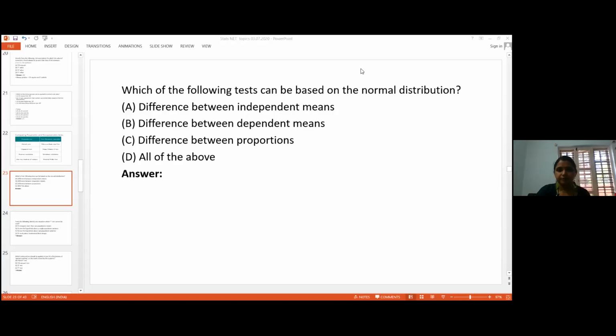Oh, sorry. My screen itself went off. No, there aren't any. Then I think it is good if I explain. The answer is all the above. The answer to this question is all the above. And just a moment, I'll explain what each of these tests is.